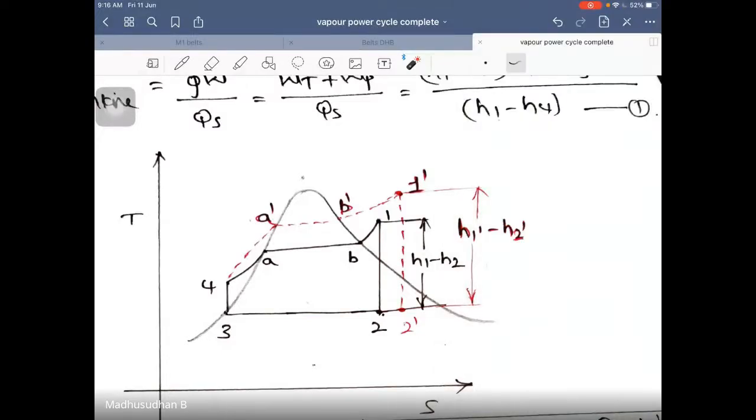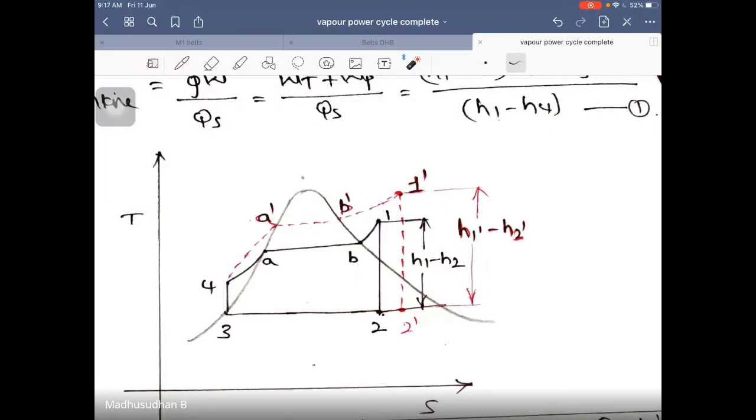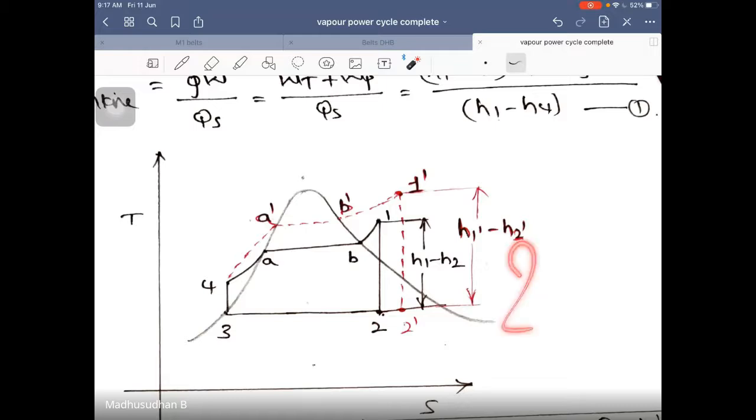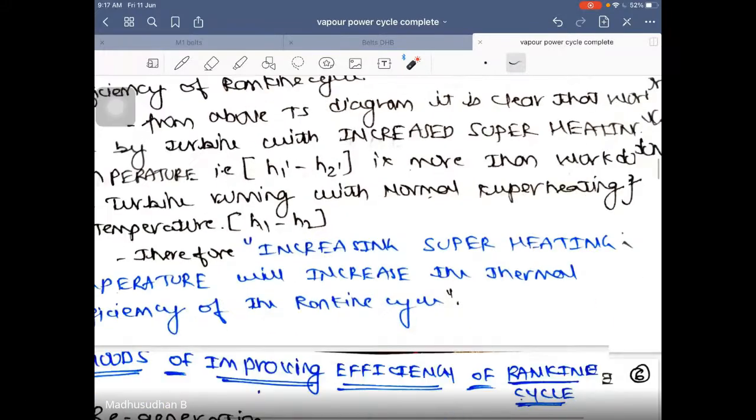Okay. So which is the superheating temperature? Whether it is state 4, state 3, state 2 or state 1? State 1. Okay, now this is very easy. If I increase the superheating temperature, now I have increased it up to 1 dash. What happens to the work output just by looking at the diagram? Increases. What happens to the efficiency? Increases. That is the inference I have drawn here.